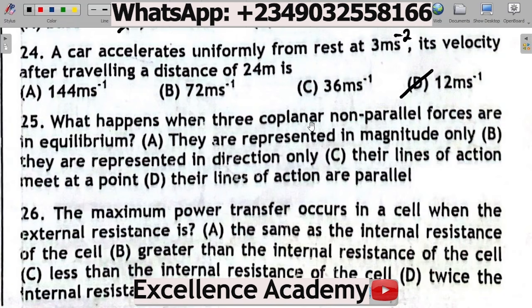Now, we want to know something about the term coplanar forces. For coplanar non-parallel forces, two things must happen. Number one, their resultant must be equal to 0, which is not stated here. It's not in this option. Number two, their lines of action must meet at a point.